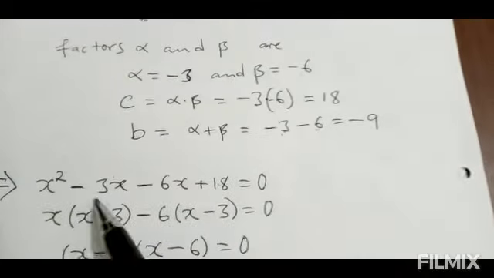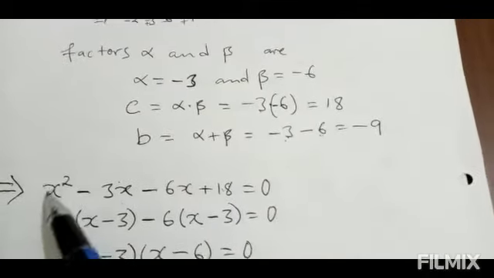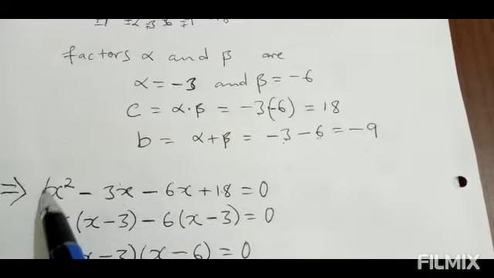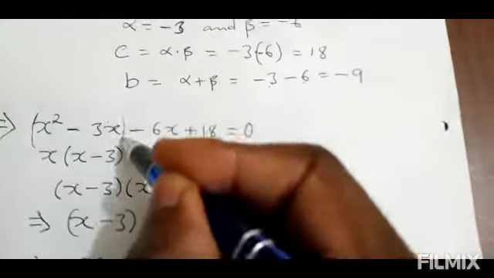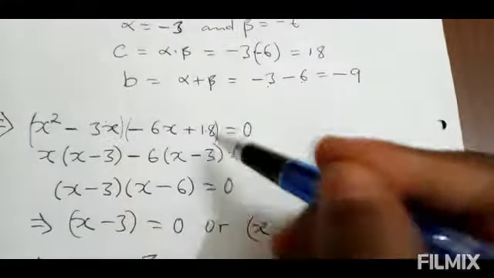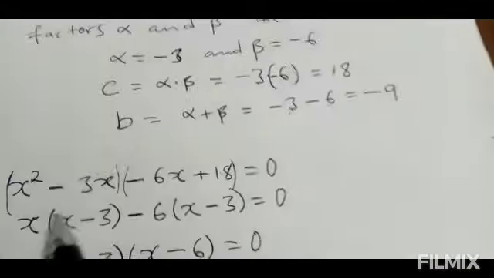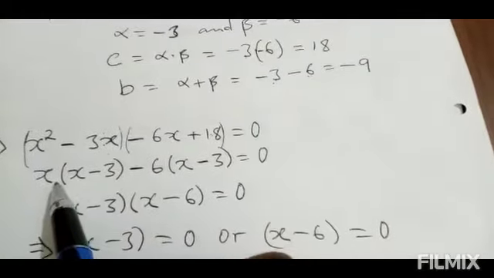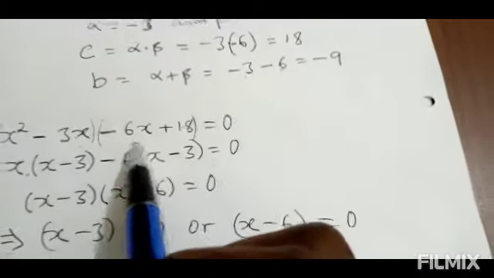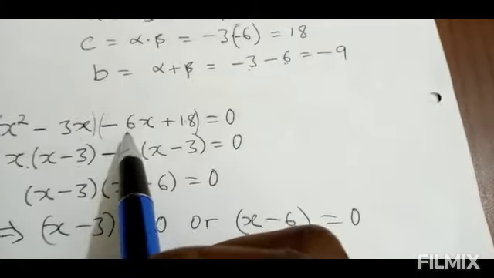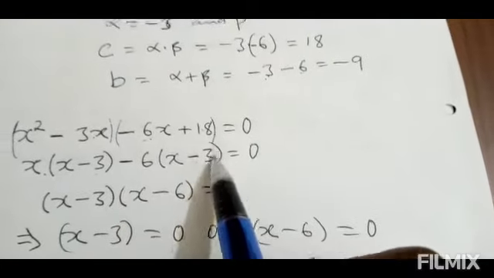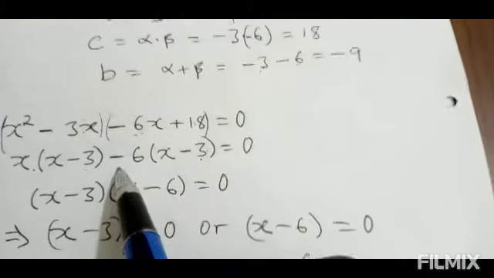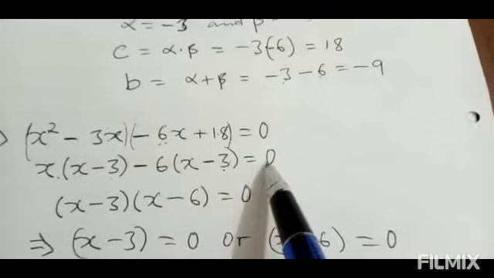So here now we group the terms in two. When we group, the most common term is x, so we factor it out, we take x out, and we remain with x minus 3. What is the common term here is minus 6, because minus 6 can go into 18. How many times? Minus 3. So we take minus 6 out, and we have x minus 3.